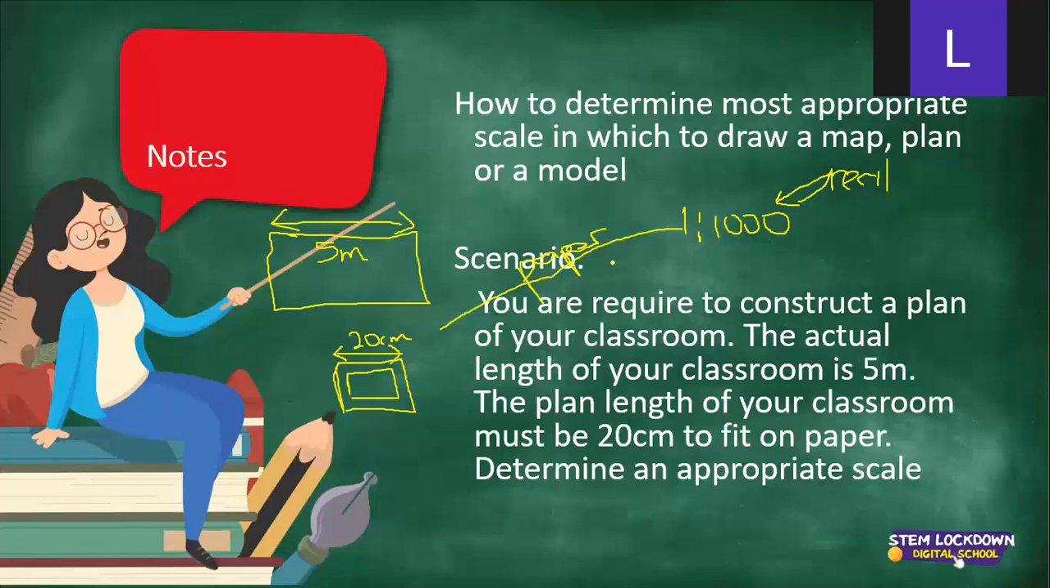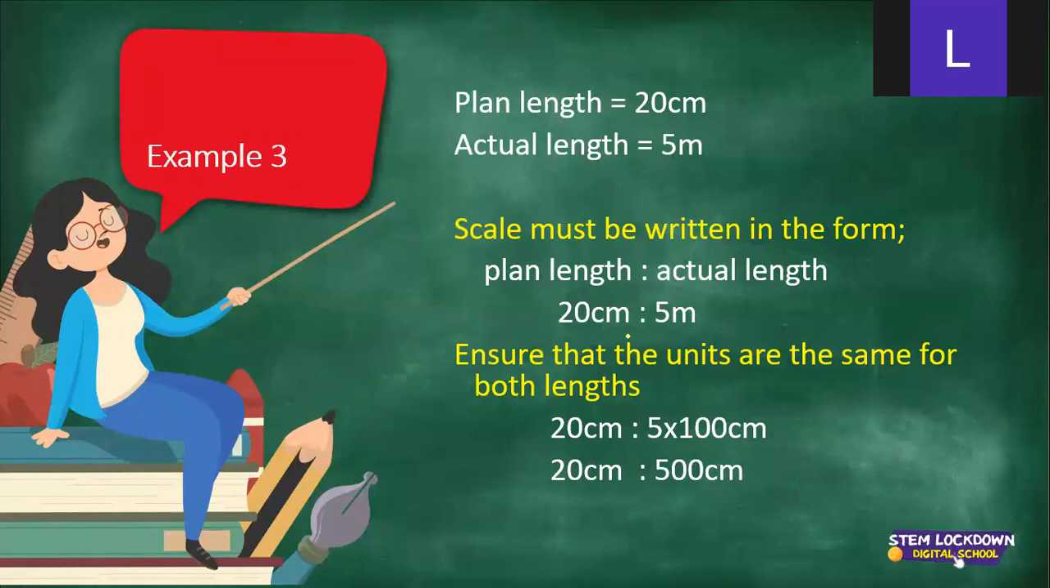So in this case, what is my paper distance, learners? It is 20 centimeters. So 20 centimeters represents in real life, how long is the class in real life? If on paper it should be 20 centimeters, how long is it in real life? It is 5 meters. So this is basically how you start. Okay, and here I've done for you: 20 centimeters is your plan length, and your actual length is 5 meters, right?